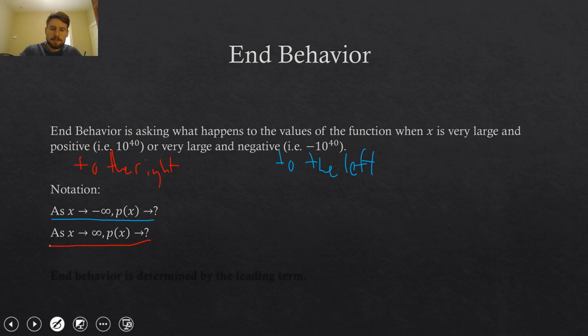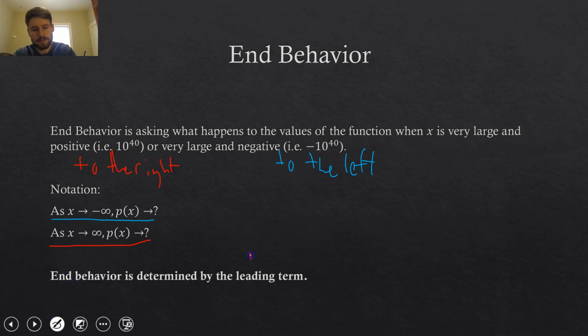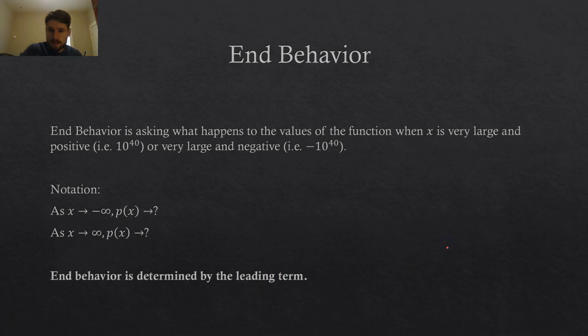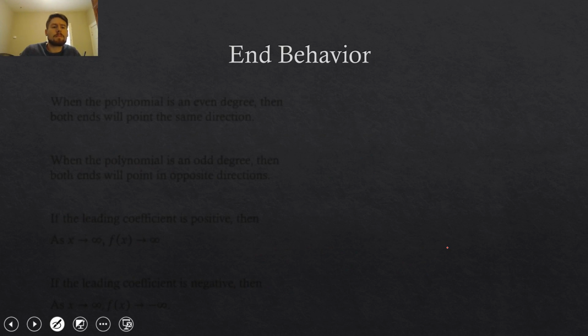For polynomials, the end behavior is determined by the leading term, which is the highest power and the leading coefficient. So the leading term is the a sub n, x to the n term. Based on that highest term, we've got basically 4 scenarios. They boil down to whether the degree is even or odd, and whether the leading coefficient, that number in front, is positive or negative.